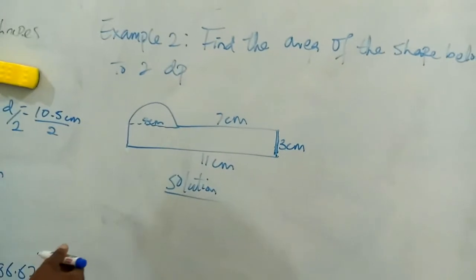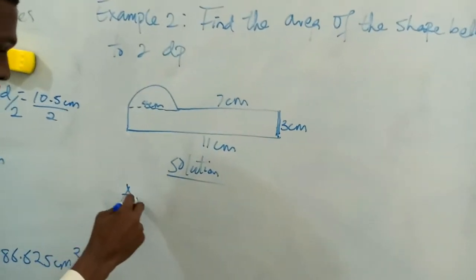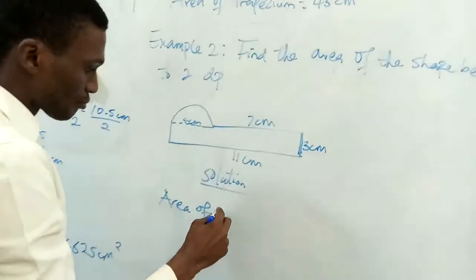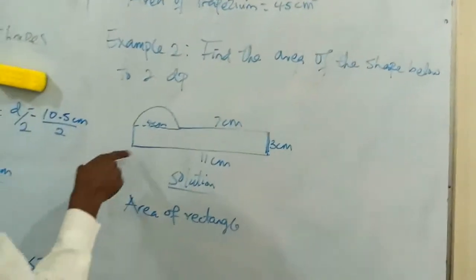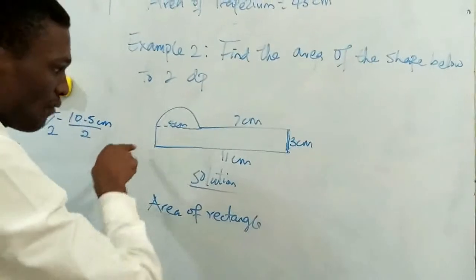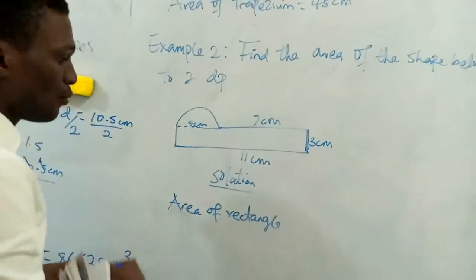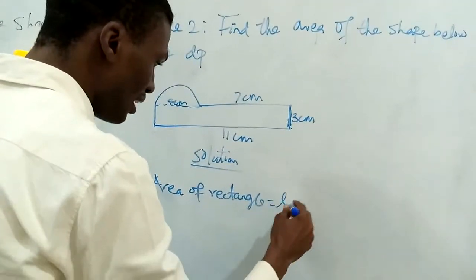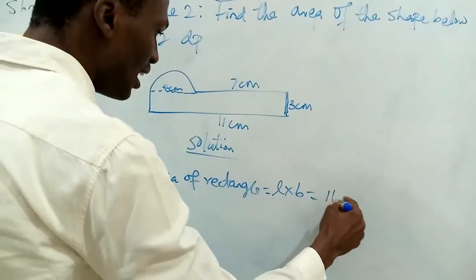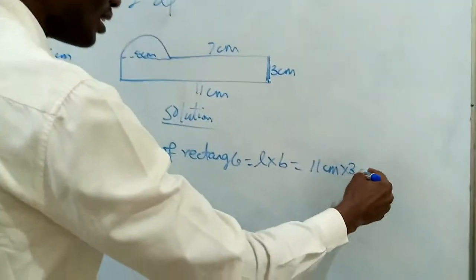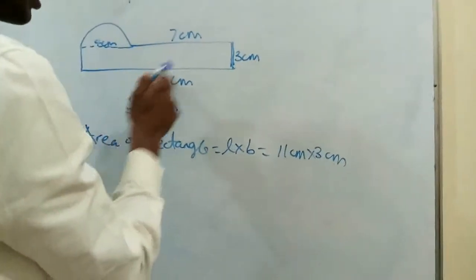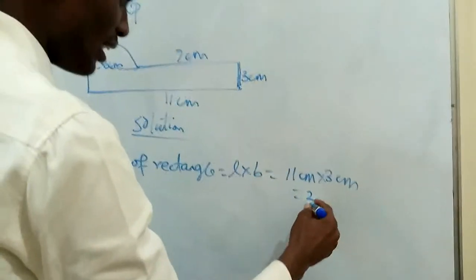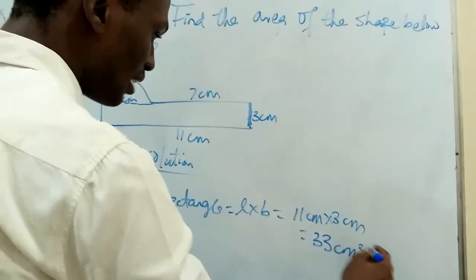Let's begin with the rectangle. So we say area of rectangle. This is our length and this is our breadth. So area of rectangle is length times breadth, which is 11 cm times 3 cm. That gives us 33 cm squared.